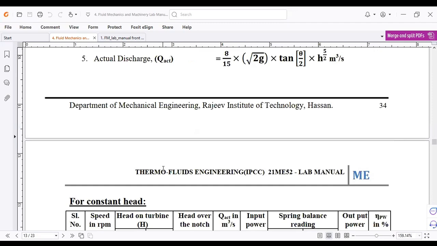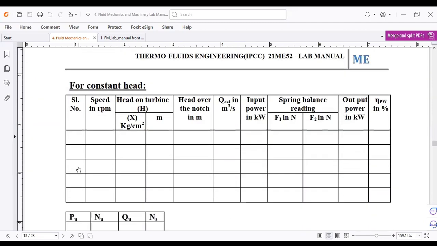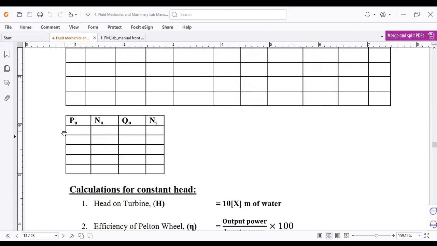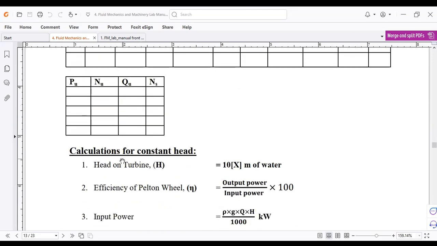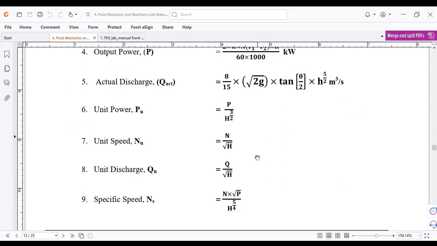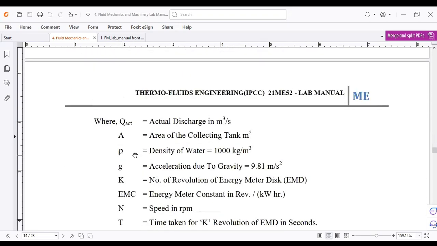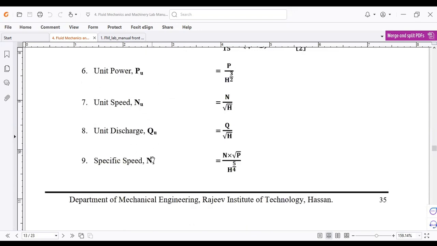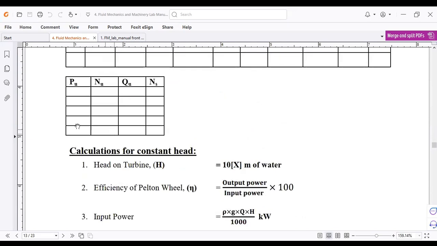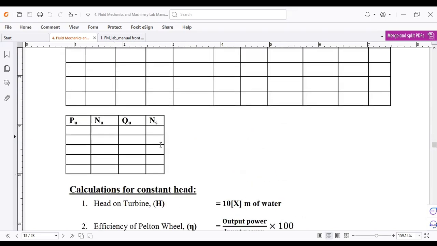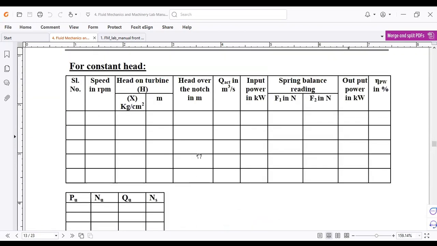Next, for the constant head, everything is the same, but we have to calculate the unit power, unit speed, and unit discharge. And the specific speed of the turbine we have to calculate. The formulas are the same, but for unit power, unit speed, and specific speed, the formulas are here. Those things we have to substitute and calculate the unknowns. And this is about the calculation part for the constant head.